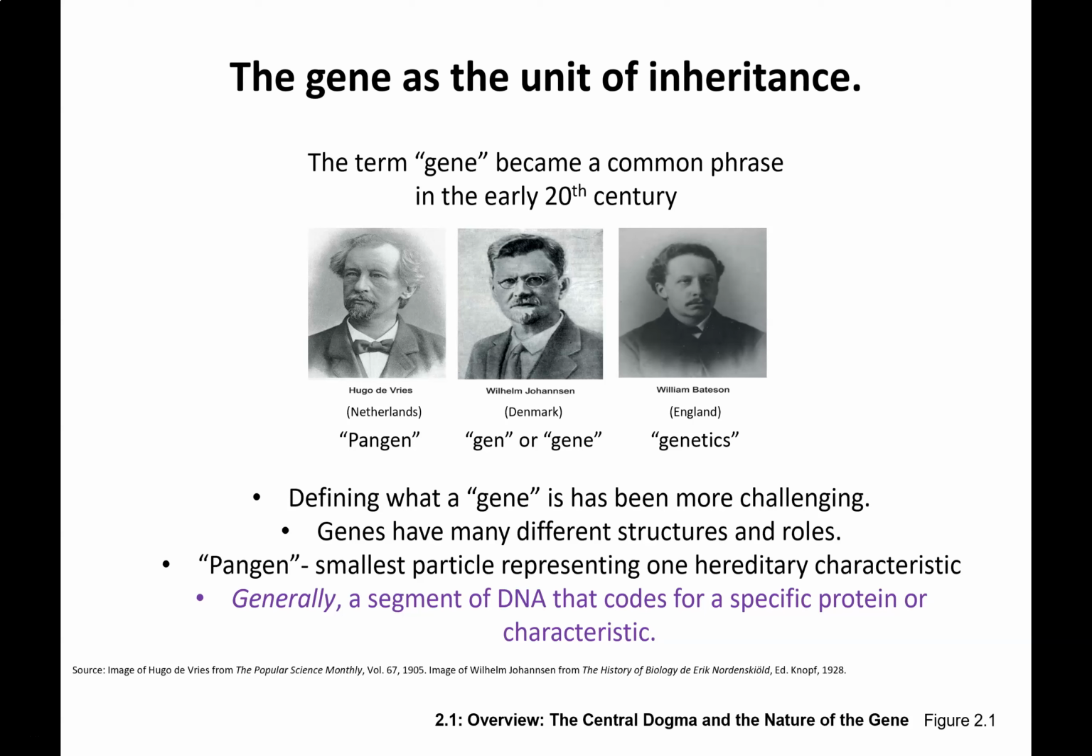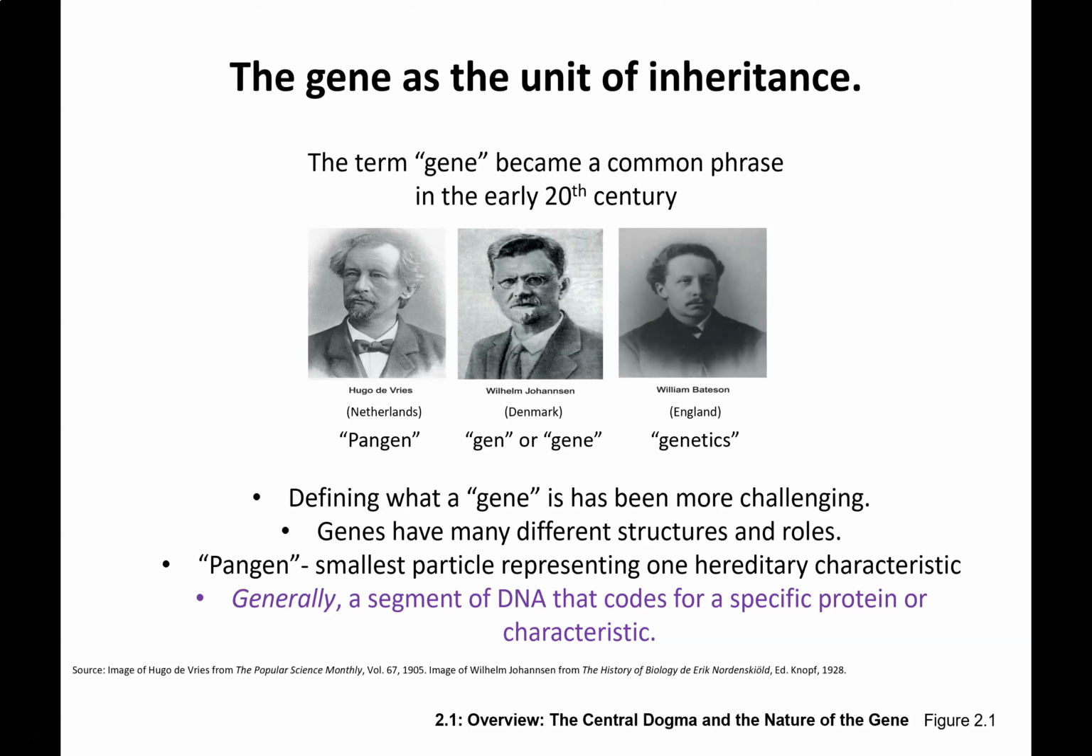Now that we've gone through the structure of DNA, the actual molecular structure, let's back up a little bit and talk about how that information that we find encoded in our DNA is actually expressed or used in a living organism. So let's talk about the actual unit that is used for a specific characteristic. That unit is the gene.